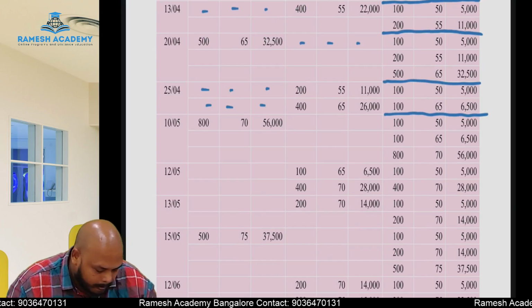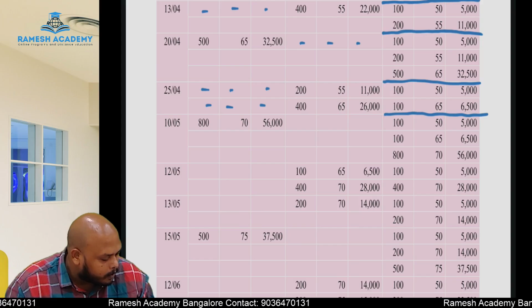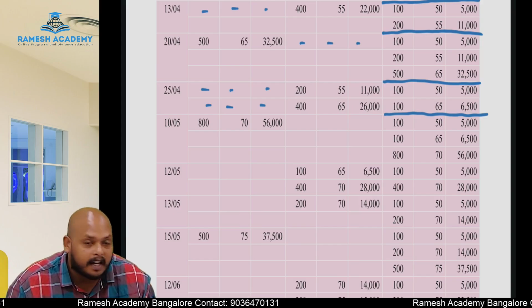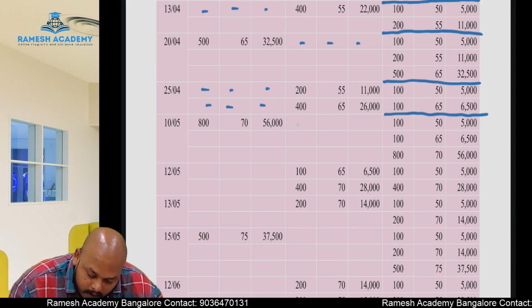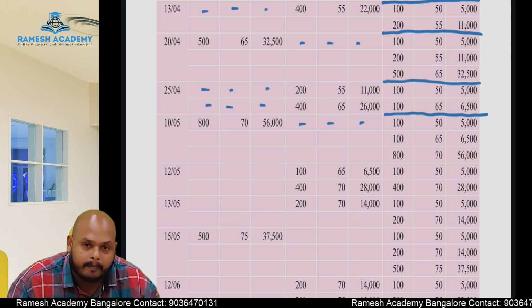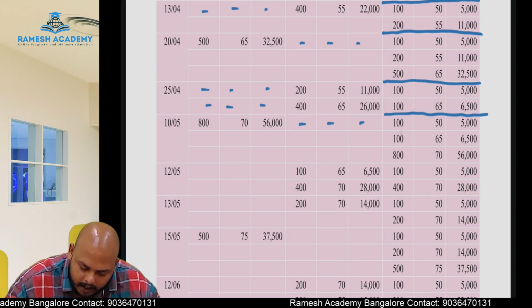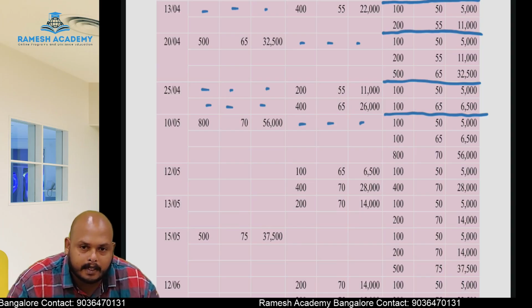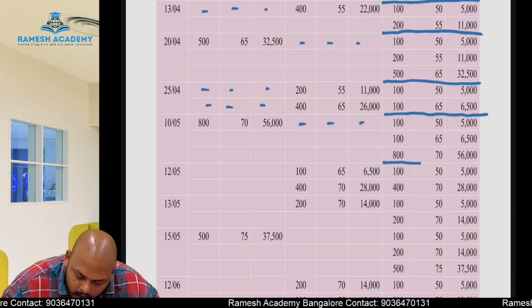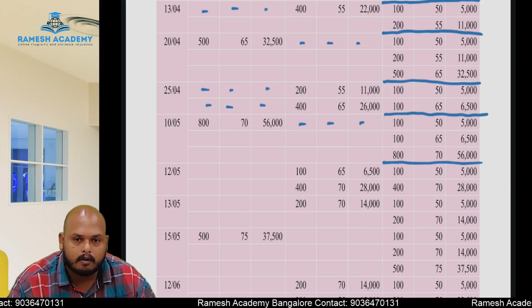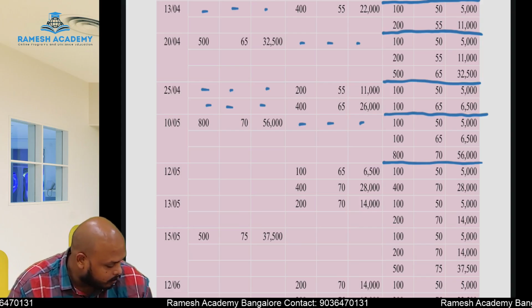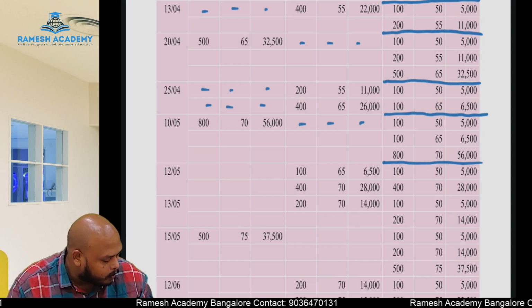Next, Nana. 10th May 2022 purchased how many units? 800 units at the rate of 70 per unit. So balance is how much? Same balance, the previous balance we have to write. 100, 100 is there. Whatever we purchased, 800, that we have to write last. That's all. Next, 12th May 2022 issued 500 units.